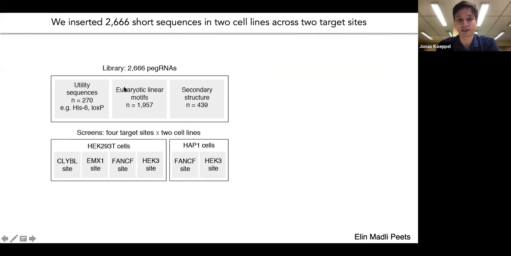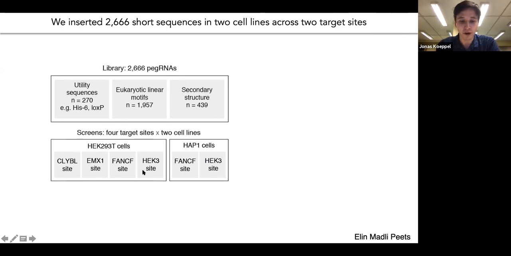Then we just took the entire eukaryotic linear motif library of small sequences that are defined to have some sort of function, degrons, localization sequences, and so on. And we plugged them into our library. And then we are also specifically interested in how secondary structure affects insertion. So we have another sublibrary that contains around 400 sequences that have strong structure.